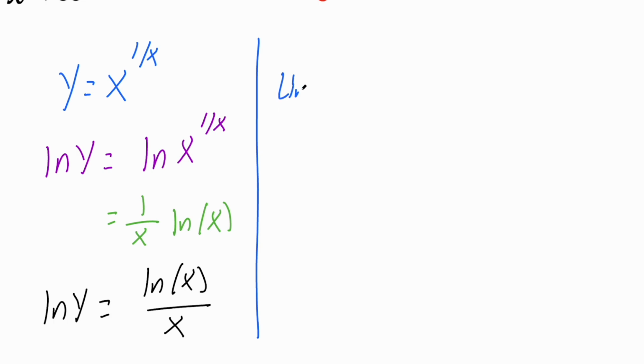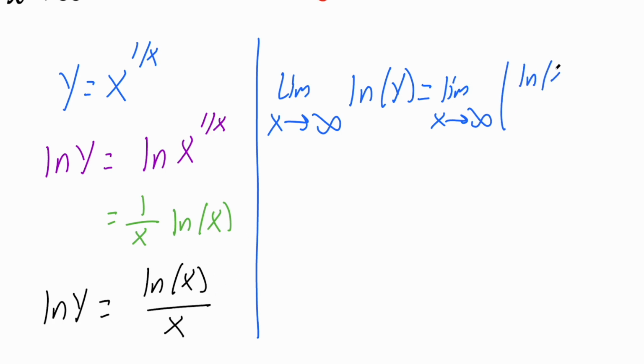So let's apply this to what we actually have. So we have the limit as x approaches infinity, and I'm going to say I have ln(y) is equal to the limit as x approaches infinity of this piece right here. So we have ln(x) divided by x. Now we can see something interesting. If I plug in infinity here and I plug in infinity here, what I end up getting is infinity divided by infinity. Now this allows us to use L'Hopital's rule. So now we're just going to focus on this piece and use L'Hopital's rule.